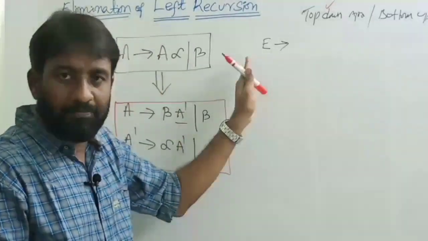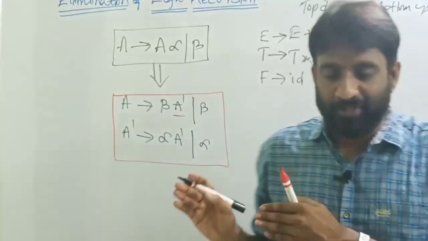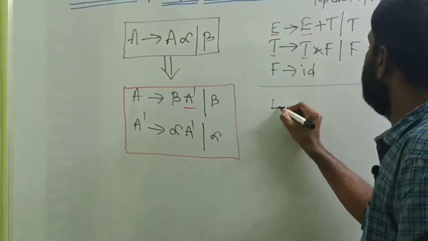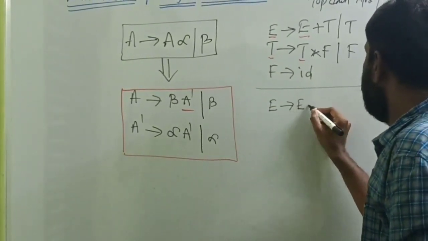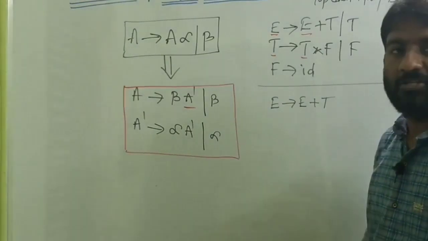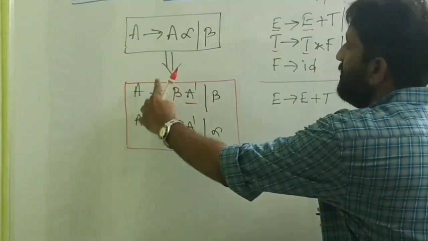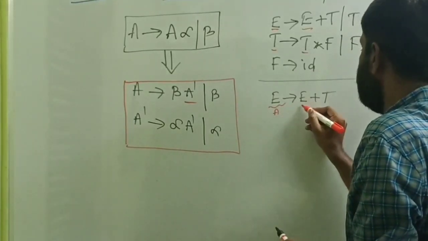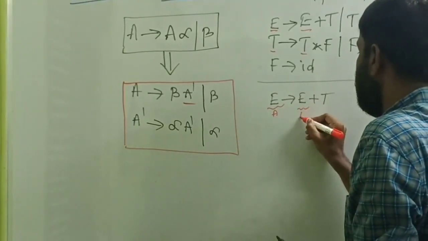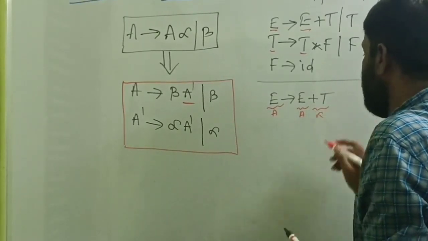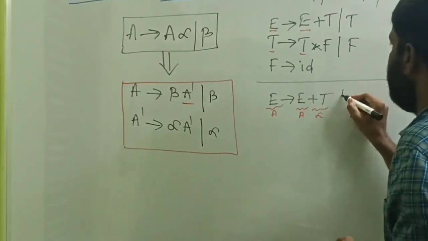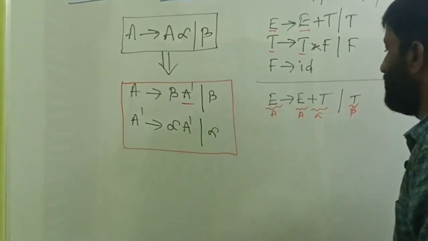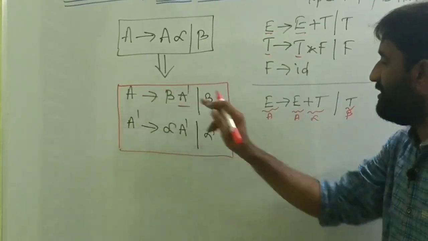Let's check this method by taking one example grammar. First check whether the left recursion exists or not. Take this one: E tends to E plus T slash T. Apply this method. This is the A, this is the A, and this is the alpha. Then T is the beta. This is the formula, right? So how can we write it?